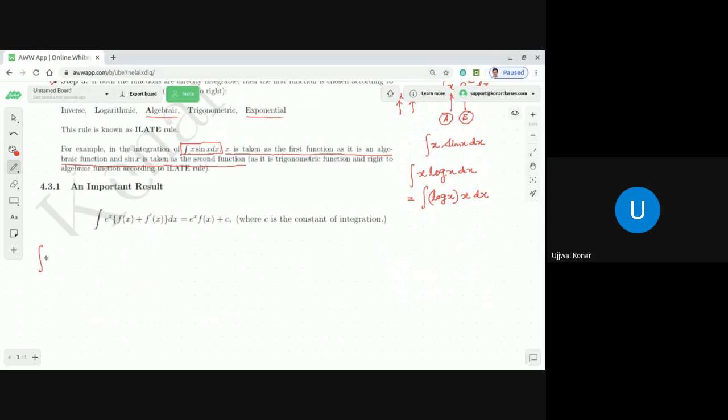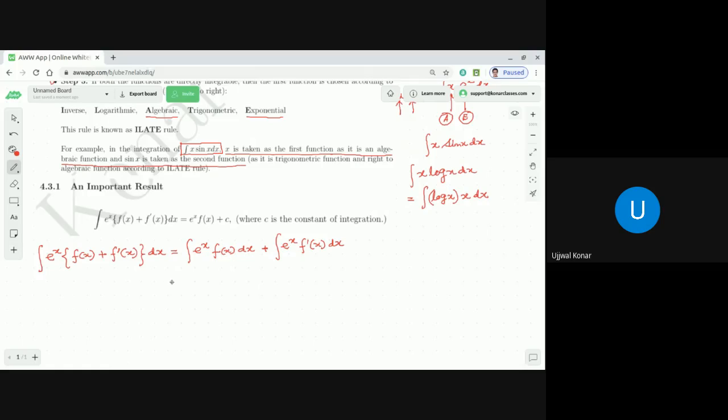We need to find the integration of e power x into fx plus f dash x. Dear Disha, are you able to recall that we discussed this? Yes. So how is it happening? This is equal to the integration of e power x into fx dx, plus the integration of e power x into f dash x dx. Now let's concentrate on the first integration.